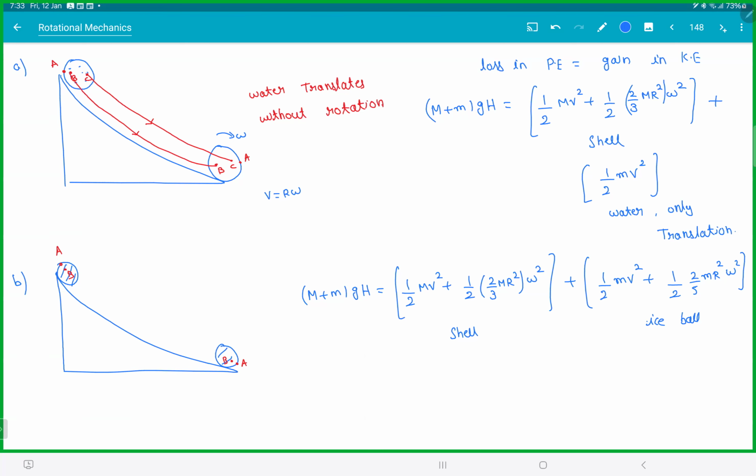Sure, everyone? Any doubts on this? So the word non-viscous tells us that it's not rotating the water. Non-viscous meaning there is no friction.